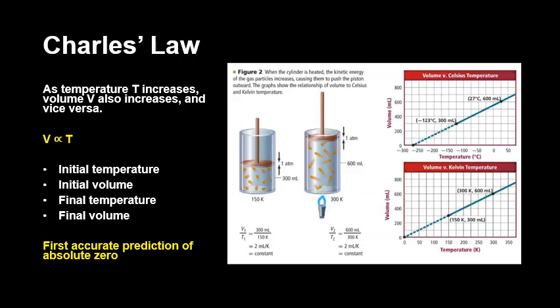As the temperature of a gas increases, the kinetic energy of that gas's particles increases, resulting in increased collisions with the walls of the gas's container. This concept is entitled Charles' law. Importantly, this law represents the first accurate prediction of absolute zero as a temperature, and this law states that as a gas's temperature T increases, its volume V also increases, and vice versa. V is proportional to T. The ratio of volume V to temperature T is directly proportional, unlike the ratio of pressure and volume.